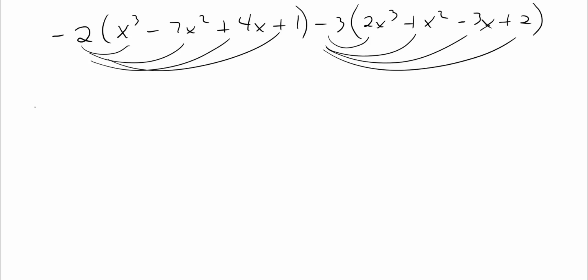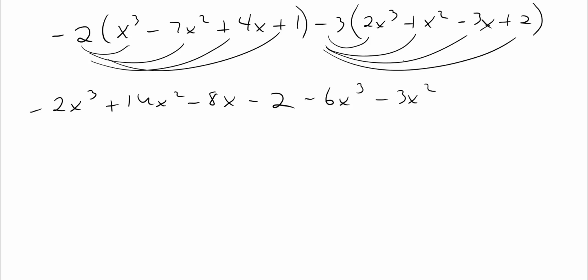So you get negative 2 times x cubed is negative 2x cubed. Negative 2 times negative 7x squared is positive 14x squared. Negative 2 times 4x is minus 8x. And negative 2 times 1 is negative 2. Okay, and then negative 3 times 2x cubed, negative 6x cubed. Negative 3 times x squared is negative 3x squared. Negative 3 times negative 3x is plus 6x. And negative 3 times 2 is minus 6. Okay? So notice the sign changes. Be careful. A lot of sign changes because you're multiplying it 1 by negative 2, 1 by negative 3.